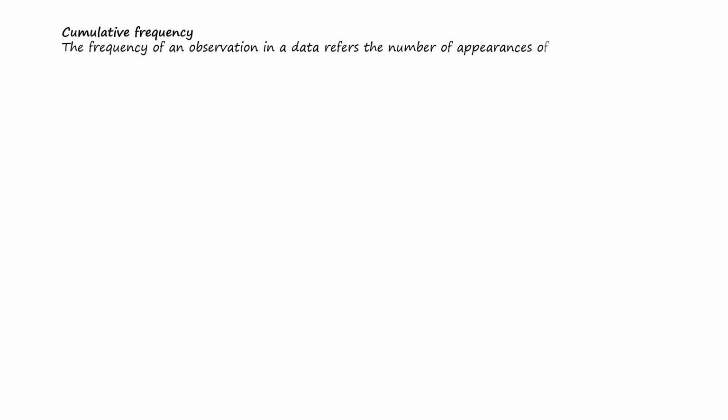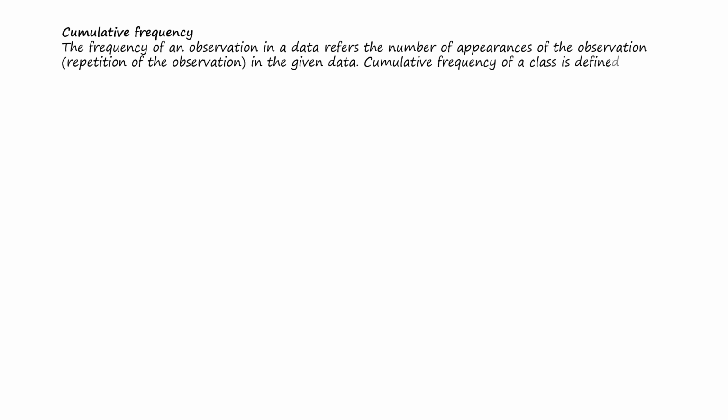The frequency of an observation in a data refers to the number of appearances of the observation. That means, or I can say, the repetition of the observation in a given data. Cumulative frequency of a class is defined as the sum of all frequencies up to the given class.